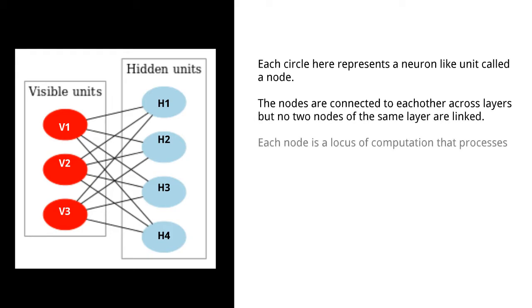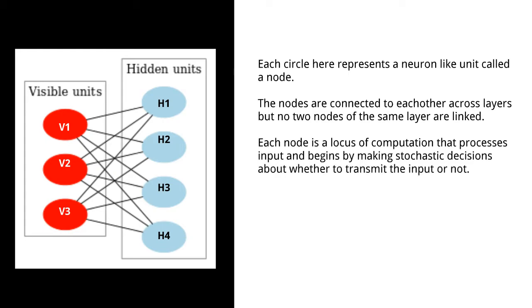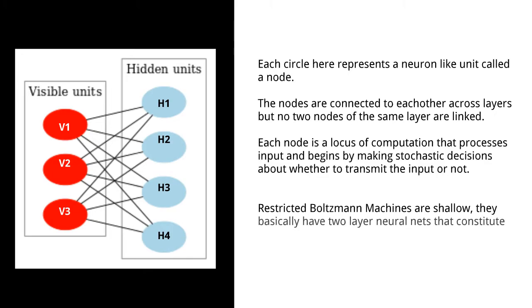The nodes are connected to each other across layers, but no two nodes of the same layer are linked. This means that there is no intralayer communication. This is the restriction in a restricted Boltzmann machine. Each node is a locus of computation that processes input and begins by making stochastic decisions about whether to transmit the input or not. There were too many connections even if there were few nodes, therefore researchers came up with the restricted Boltzmann machine to solve this problem.